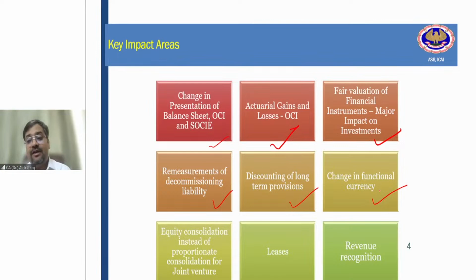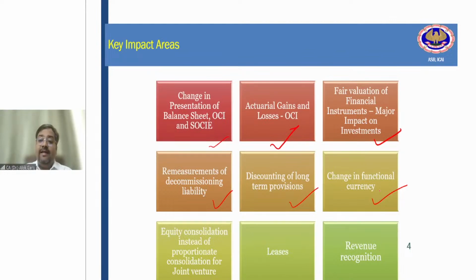So what is the functional currency? Functional currency is the currency of the primary economic environment. So in this case, the company, which is an Indian company, its functional currency will become euro, right? It will become euro. Clear?